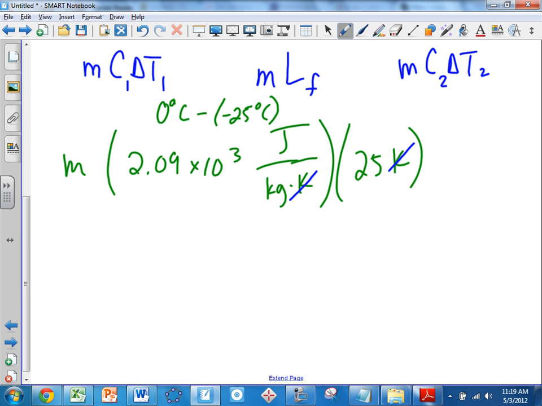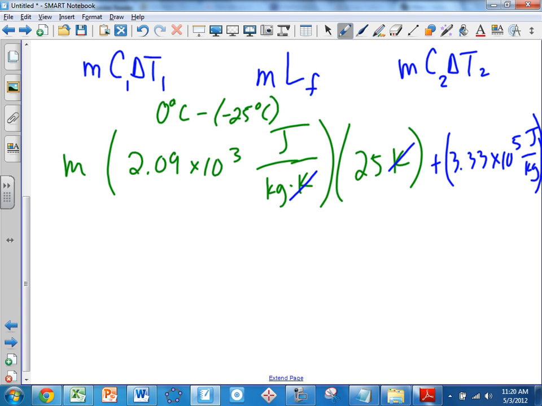So this right here is only the first part. The second part, I factored out the mass already. See that m that factored out there? I took the m from all three of these and factored it out. So what's left in the middle term? Just the latent heat. And my units are joules per kilogram.